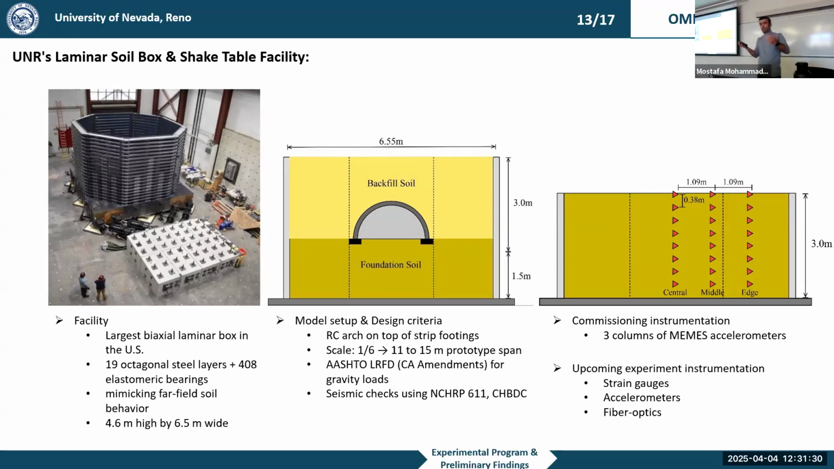It consists of 19 orthogonal steel frames. They are stacked, in general, on top of 408 elastomeric bearings in order to mimic the far field behavior, because it's, let's say, only 6 meters wide. And if it wants to mimic the far field, it would need to be higher if they did not use these elastomeric bearings. So they did that in order to make the effect of the soil box itself, the structure of the box, very limited and negligible.